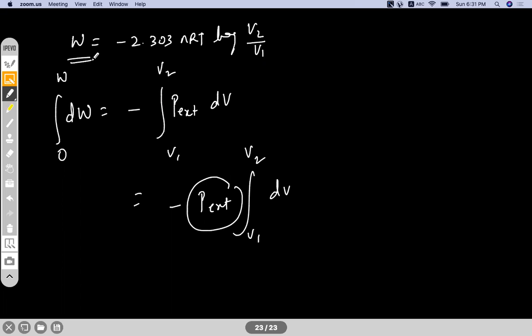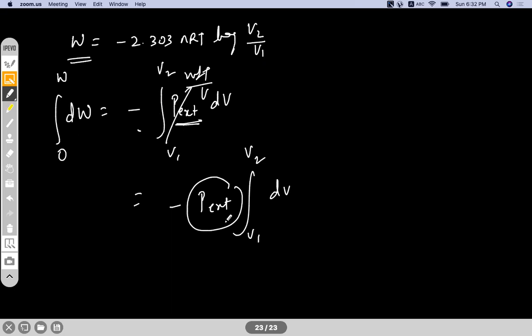Right? So this you need to know. If the process is reversible, P external is not constant, and hence we cannot take this out of the integral sign. You have to substitute it here, nRT by V, and then you have to integrate it, correct? That's why it is important to understand what is reversible and irreversible process.